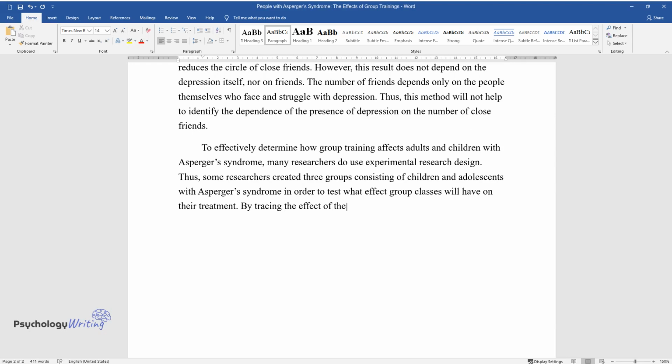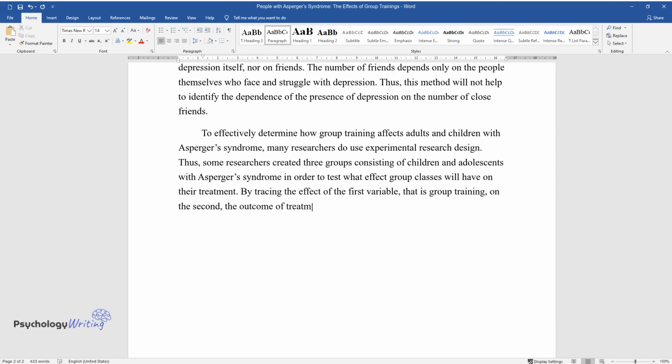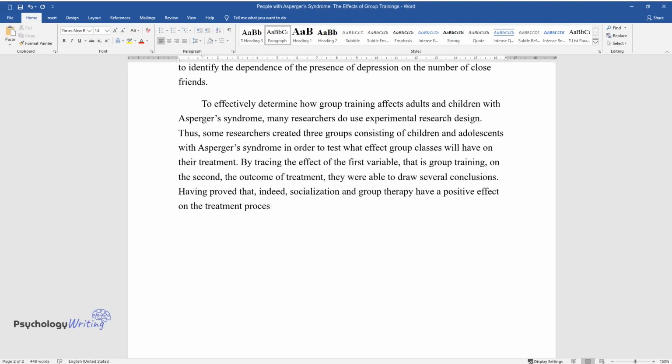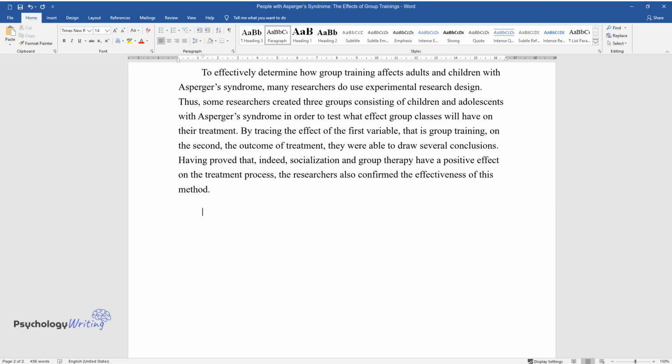By tracing the effect of the first variable, that is group training, on the second, the outcome of treatment, they were able to draw several conclusions. Having proved that, indeed, socialization and group therapy have a positive effect on the treatment process, the researchers also confirmed the effectiveness of this method.